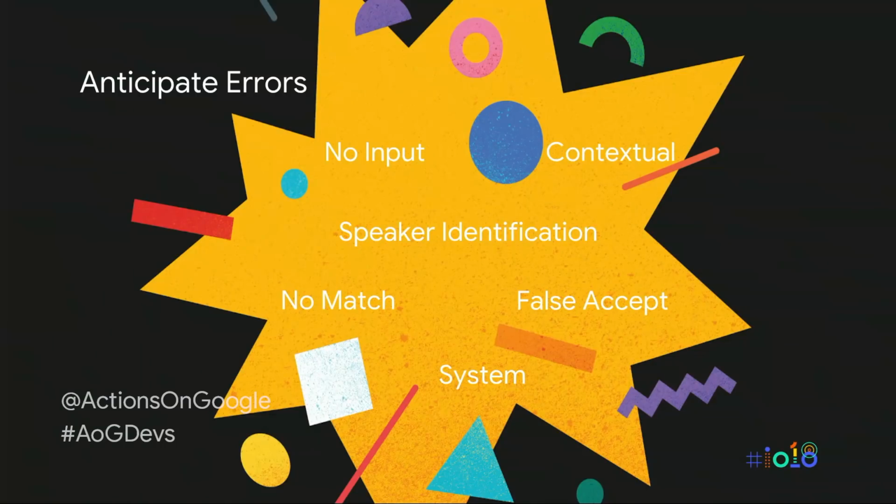A few common errors that we see are no input errors, where the assistant just hasn't detected a response at all. We also see no match errors, where maybe the assistant can't understand the reply. And we also get false accept errors, where the assistant misunderstands the user, but just moves along anyway. So here are a few things that we can do to minimize those errors and maximize the fun.